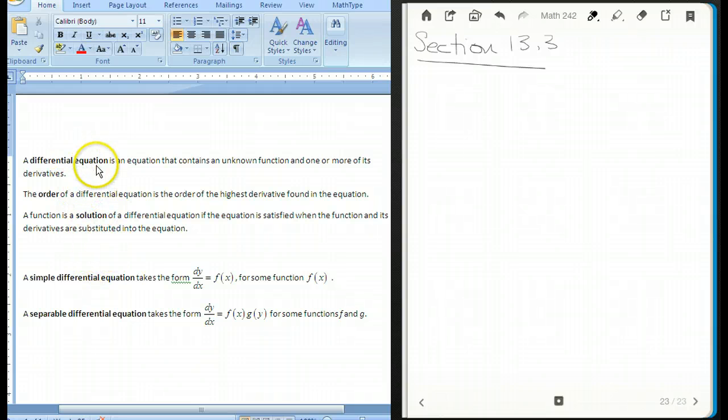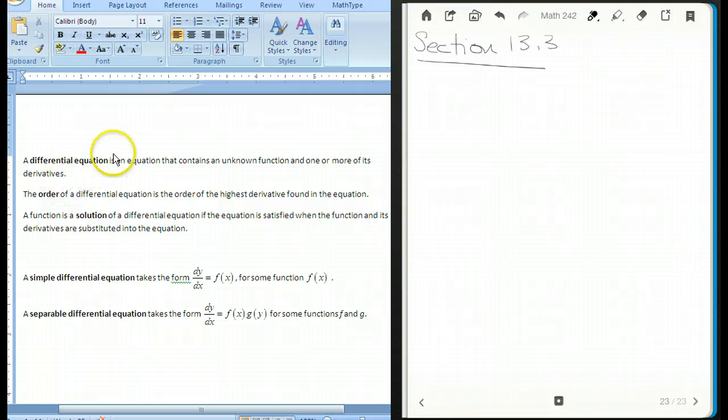A differential equation is an equation, and it contains an unknown function and one or more of its derivatives. Remember that the most important thing is this is an equation, so it's going to have some sort of equal sign in it. The other parts are that there's going to be a function and some derivatives.